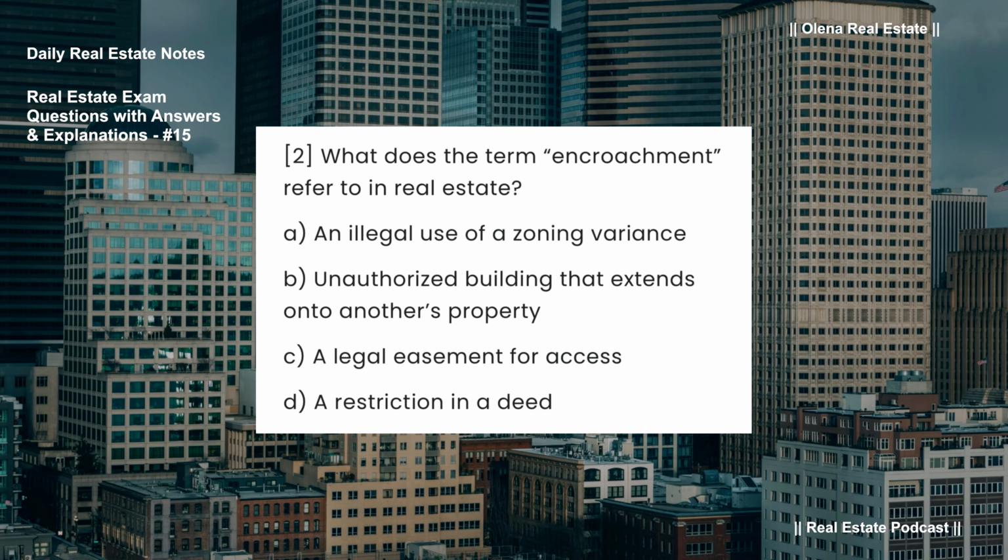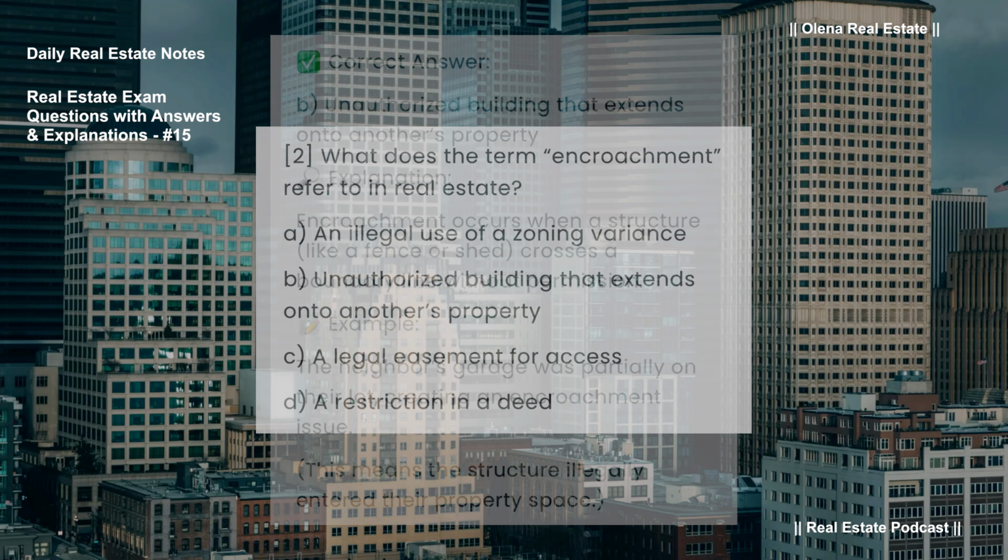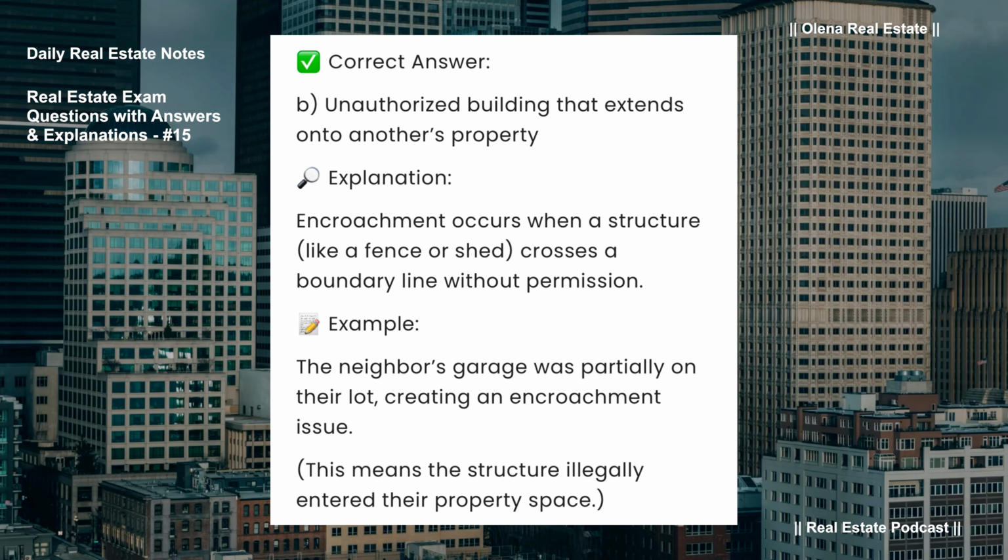What does the term encroachment refer to in real estate? A. An illegal use of a zoning variance. B. Unauthorized building that extends onto another's property. C. A legal easement for access. D. A restriction in a deed. Correct answer, B. Unauthorized building that extends onto another's property.